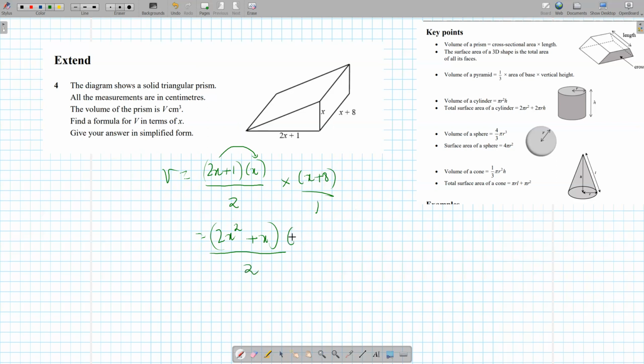Now we're going to multiply this by x plus 8. Look at this. What is 2x squared times x? 2x cubed. Yeah, good. 2x cubed. Now next, 2x squared times 8.